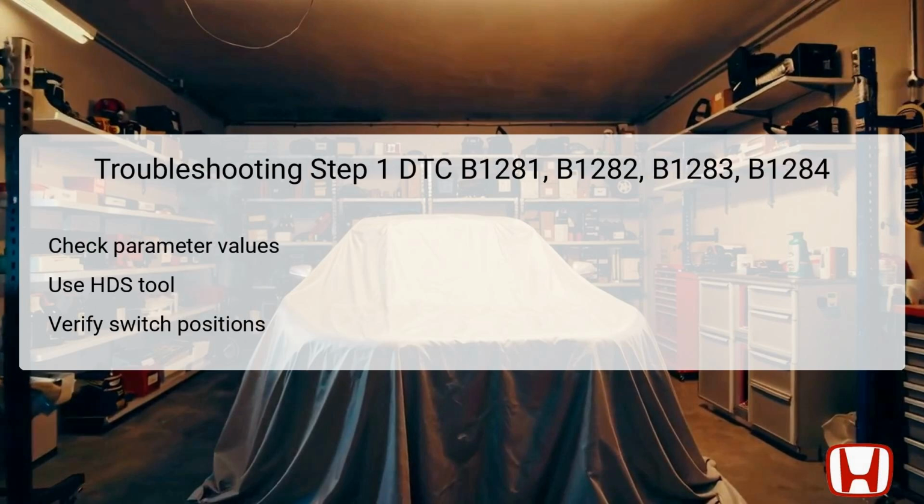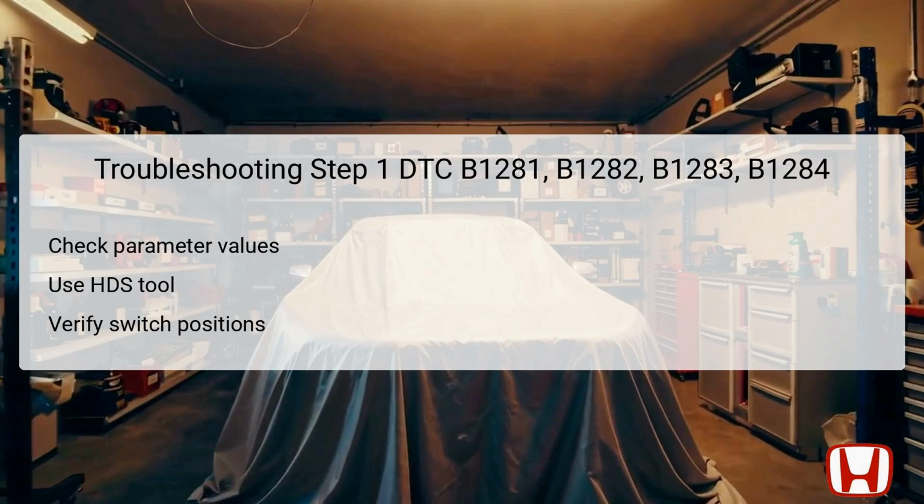The first step in troubleshooting these DTCs involves using the Honda Diagnostic System, or HDS, to check various parameter values with the windshield wiper switch in the off position. It is critical to verify readings for each switch position: low, high, INT, and mist. Correct data readings should reflect off for the low, high, and INT settings, while confirming mist is also off. If all data values align correctly, it suggests that the wipers are receiving the right signals, and you can advance to troubleshooting step 4.